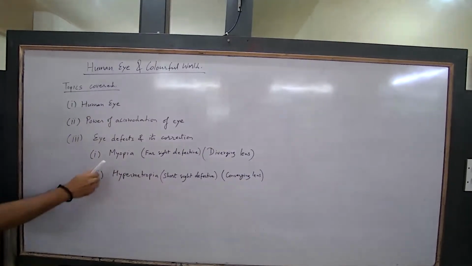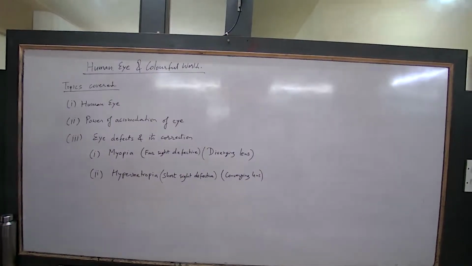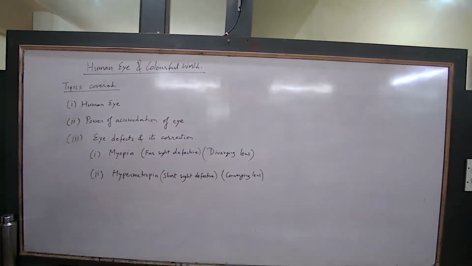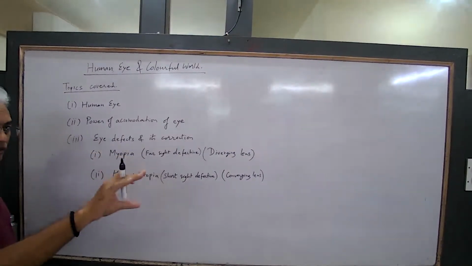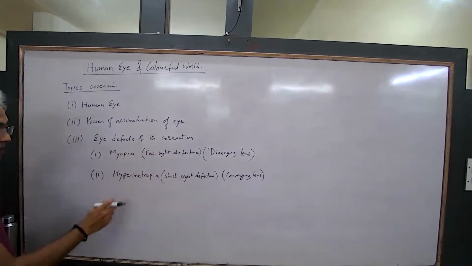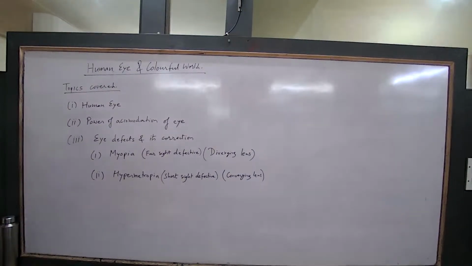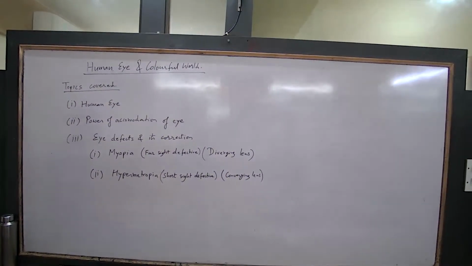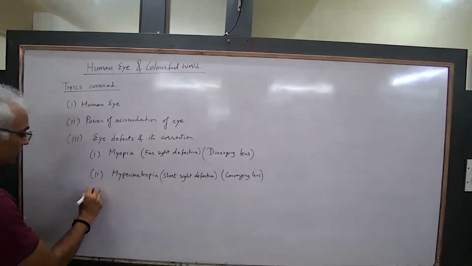So what happens when you try to see a far object? Where is the image formed? In front of the retina, not at the retina, right? Therefore, you have to use a diverging lens to push the image onto the retina. In hypermetropia, when you try to see a near object, the image is formed behind the retina. So you will need a converging lens to pull it onto the retina. That's it. Then what is the next defect?